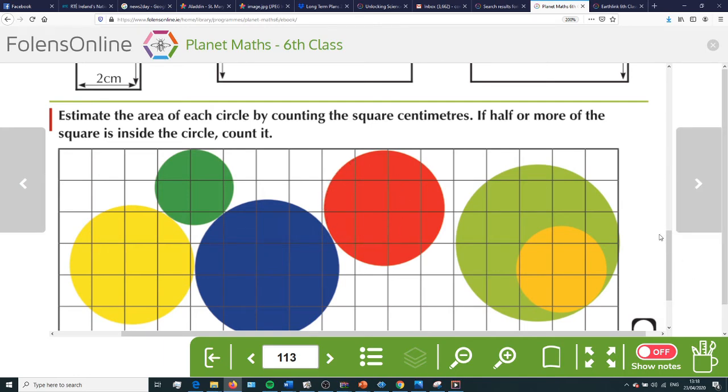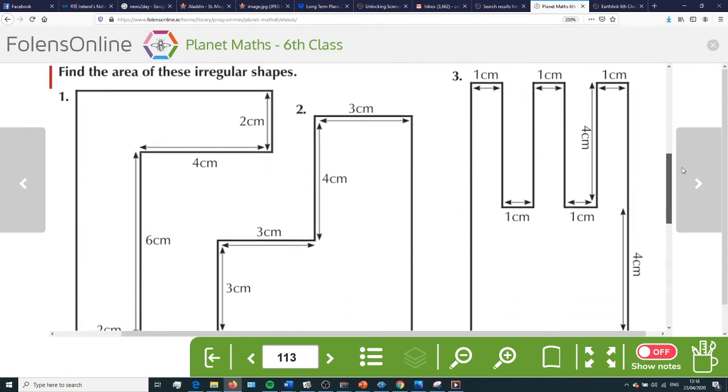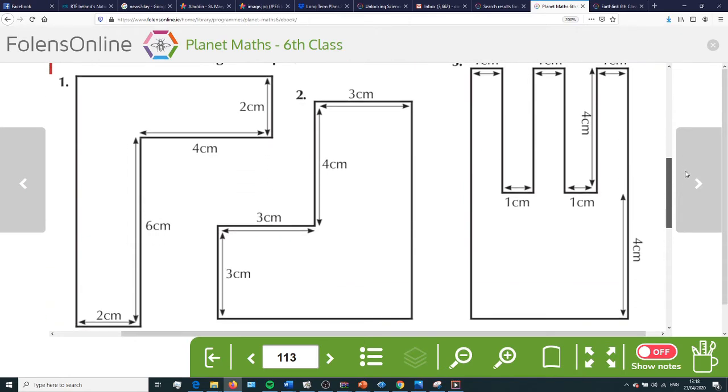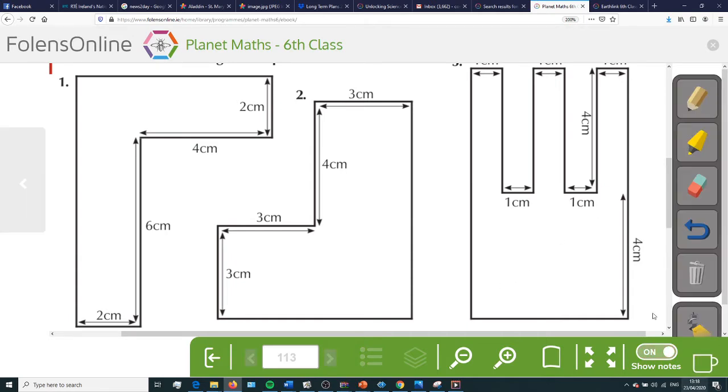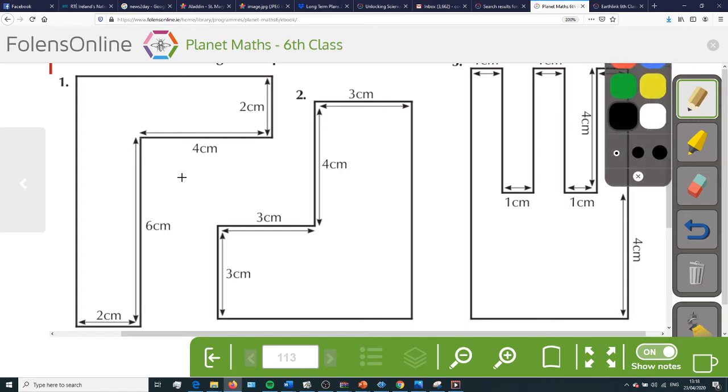Okay, and I scroll up if I can. Okay, so these ones are a bit more tricky. We need to engage our brain to do it. So what we have to do is break these shapes up into two. For example, the first one, I would draw an imaginary line there. If you drew an imaginary line here, that's totally okay too.